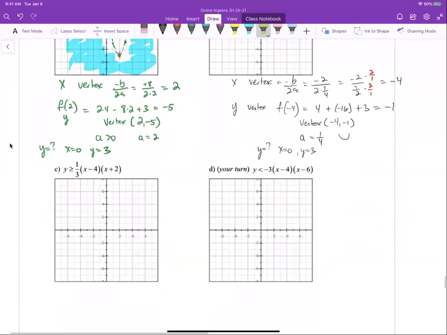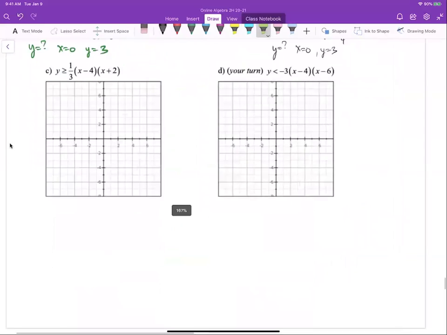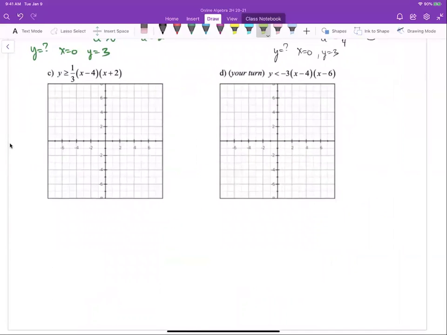All right, next, y is greater than or equal to a third times the quantity x minus 4 times the quantity x plus 2. Hopefully you recognize the fact that this is in what form? This is in factored form. So we have x minus p times x minus q. And so we can quickly ascertain what the intercepts are. So the x-intercepts are at 4 comma negative 2. So we have 2 points on the graph.